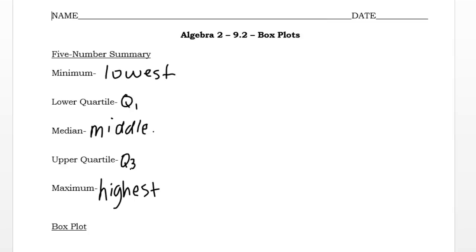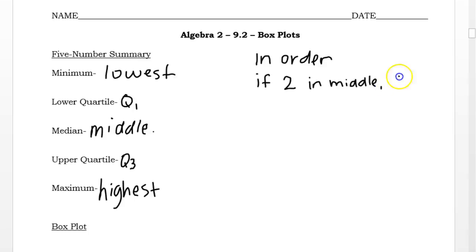It's important to note that the numbers have to be in order first, just like when finding the median. So you don't want to pick the first number if they're not in order. You want to put them in order and then pick the lowest number. And if you have 2 in the middle, then you have to mean those 2 numbers. And that's true for the quartiles as well.